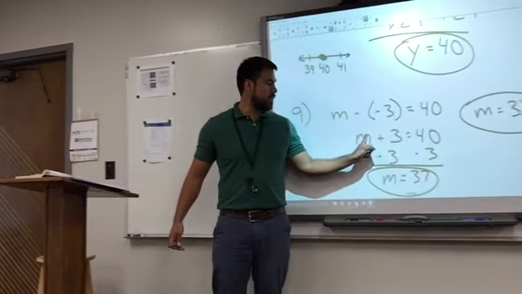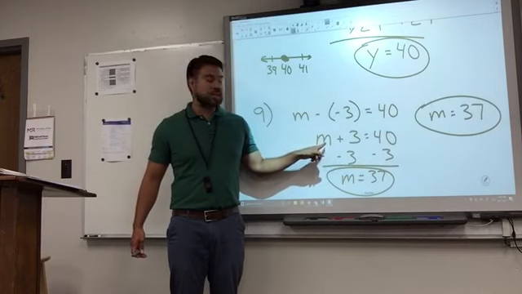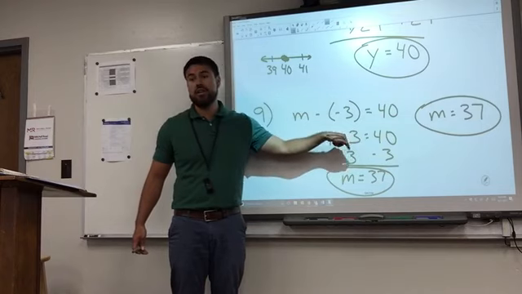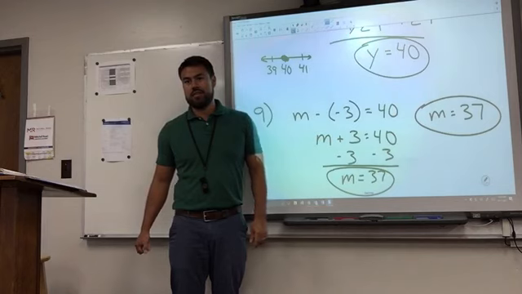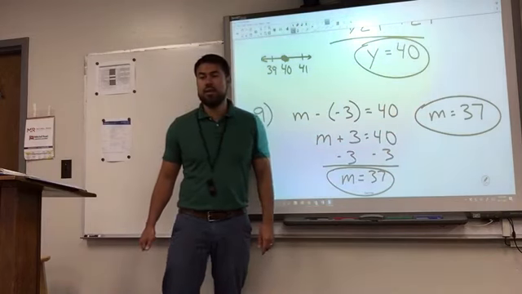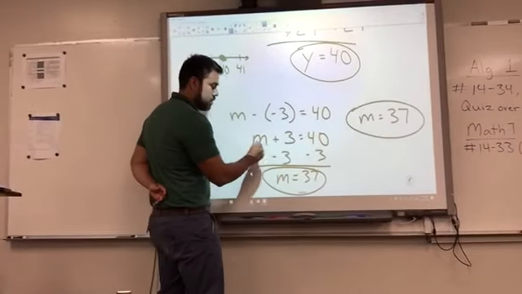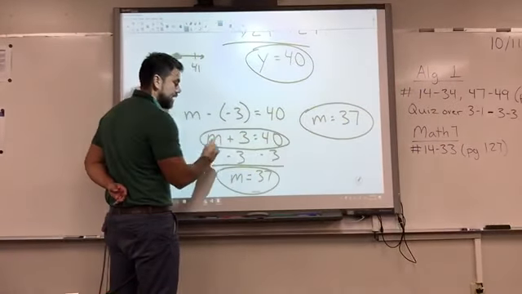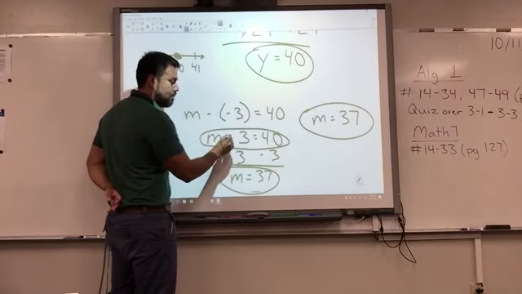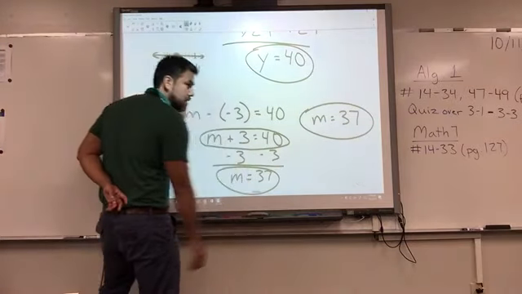Do you see how I got to this step? Okay. What do I do to both sides to get m by itself? How do I get rid of this plus 3? No, this is not the answer right here. This is not m equals 3 plus 40. You still have to get m by itself, and that means getting rid of this positive 3 by subtracting 3 from both sides.